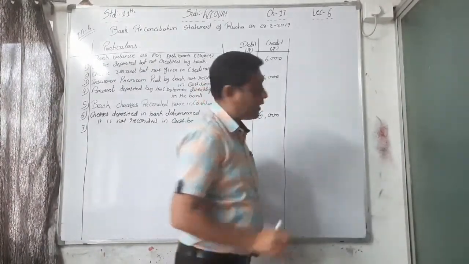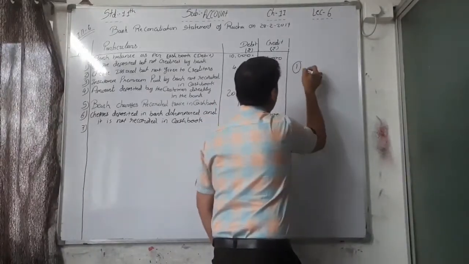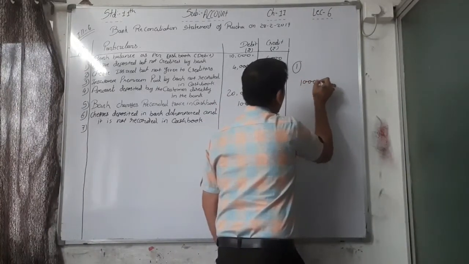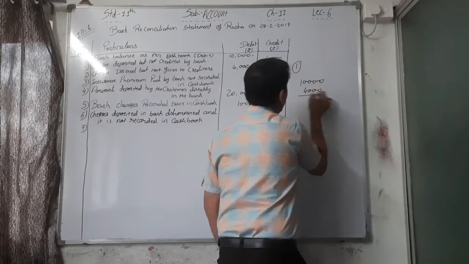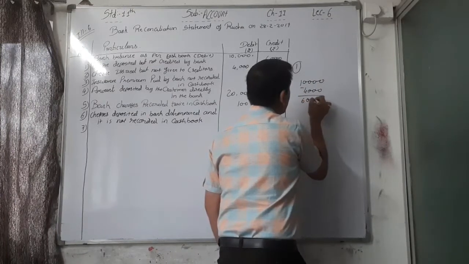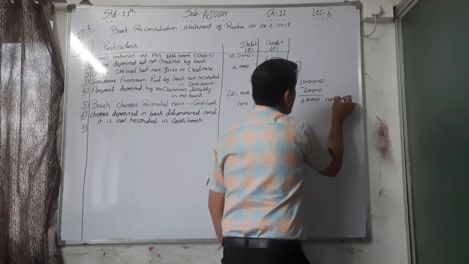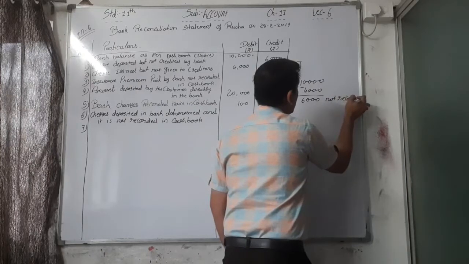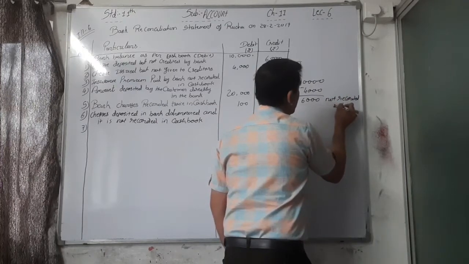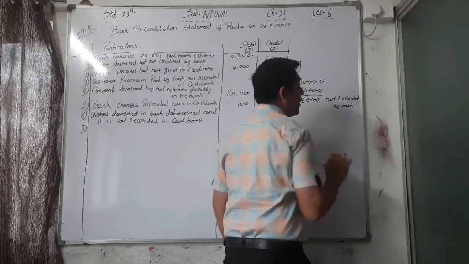In the first point, what is the working note? A 10,000 check is there and 4,000 is credited. That's why the remaining 6,000 is not recorded by the bank. Right? Not credited or not recorded.